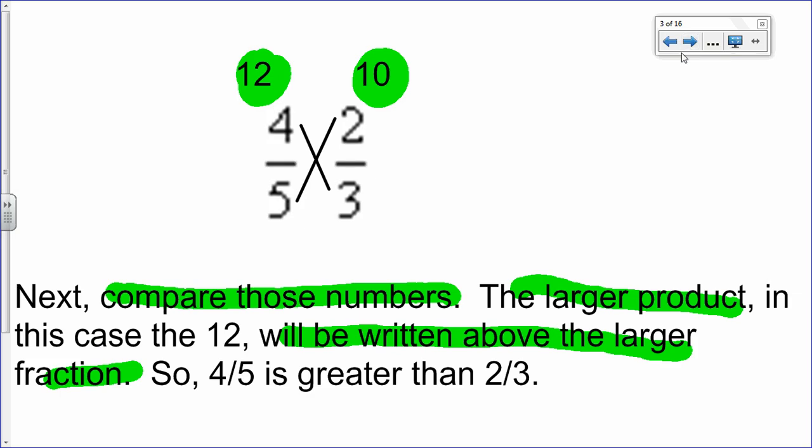Next, we're going to compare those numbers. The larger product, in this case 12, will be written above the larger fraction. So 4/5 is greater than 2/3.